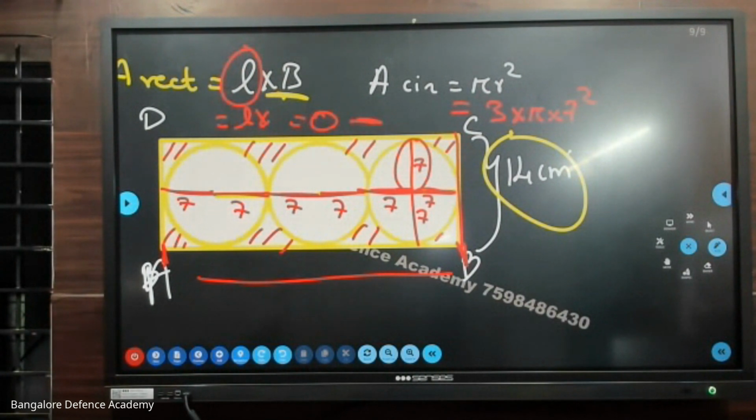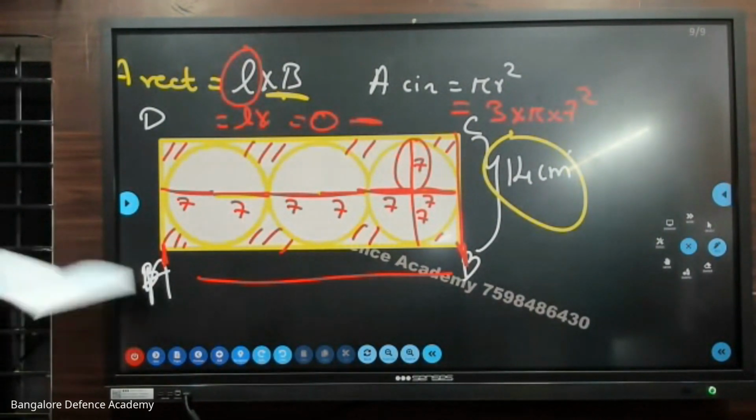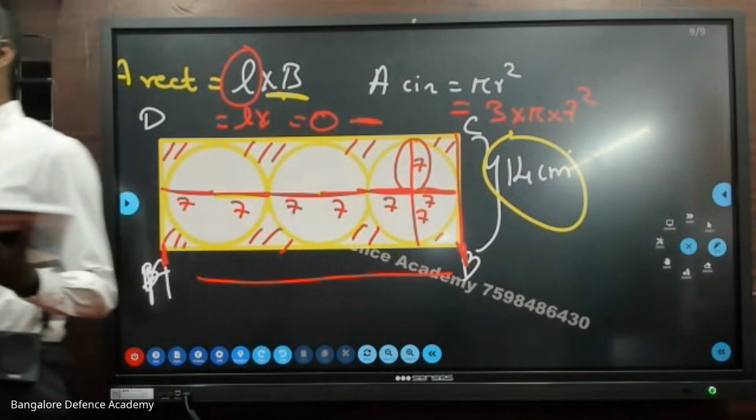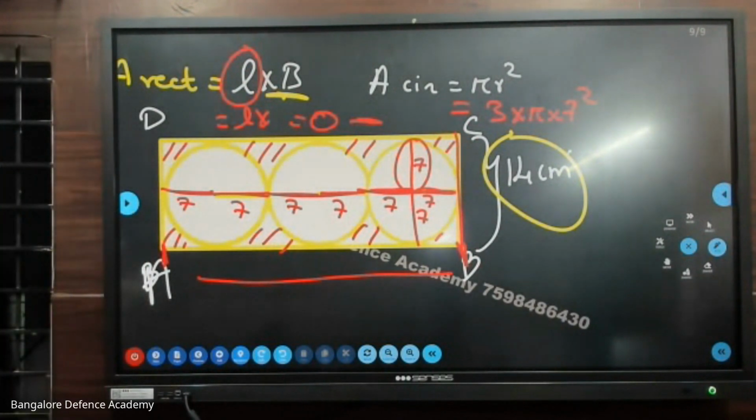8th standard students are getting it okay. AFCAT and CDS, check your level. Shall we move forward now? Let's go. Write down. Put a star mark in your notebook. These are very favorite questions in your examination. Put a star mark.